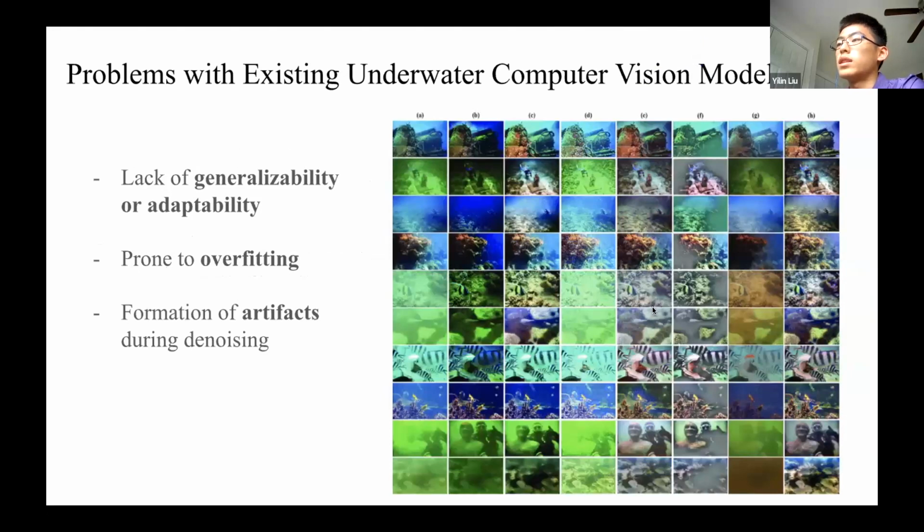Now, the problems with these existing underwater computer vision models is that many of them lack generalizability or adaptability. Specifically, some physics-based models lack adaptability and are less effective when encountering errors other than light distortion or attenuation. Another issue is overfitting. GANs are most likely to be prone to overfitting because they don't have a general understanding of the above water and underwater images. Another common issue is that they can lead to the formation of artifacts during the denoising process.